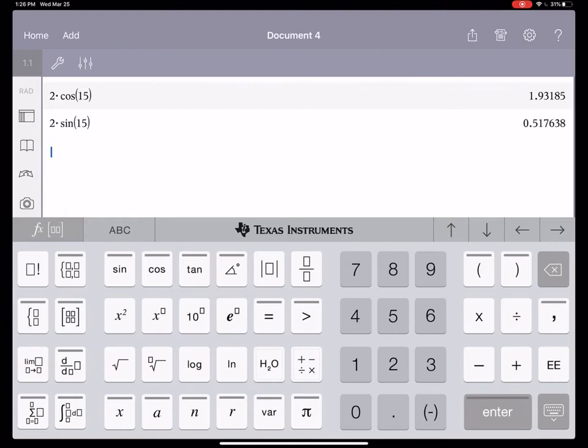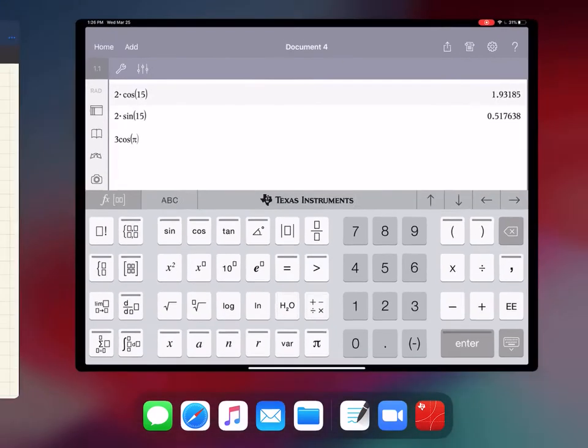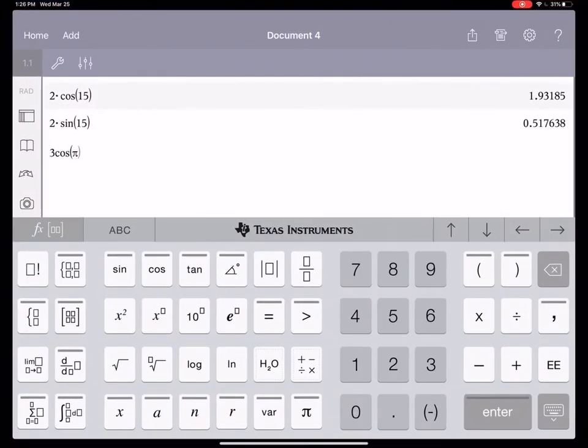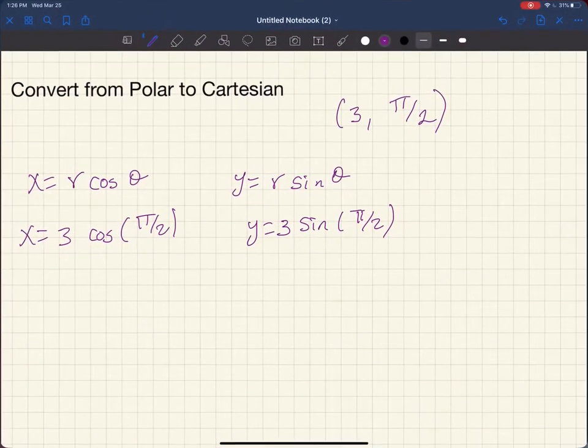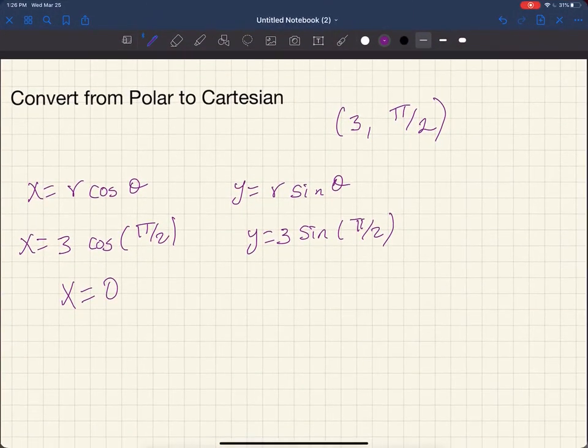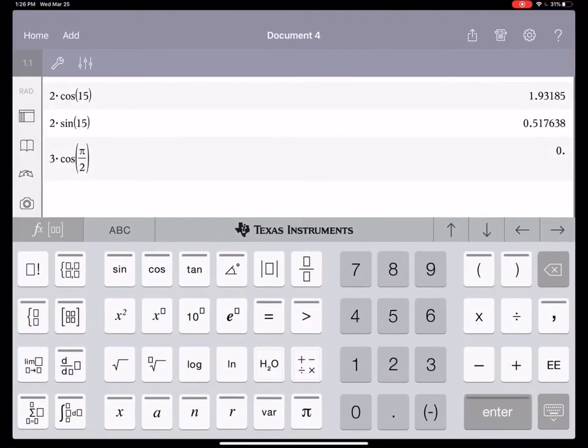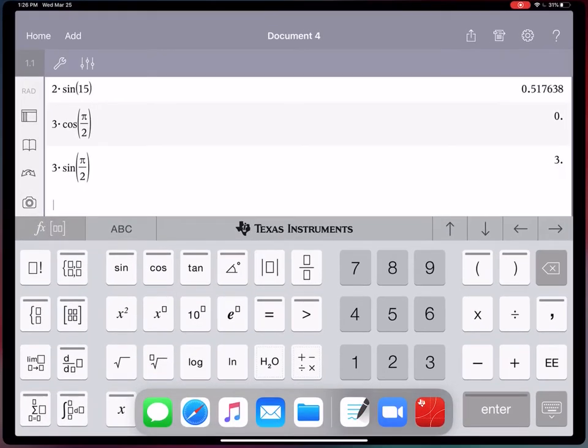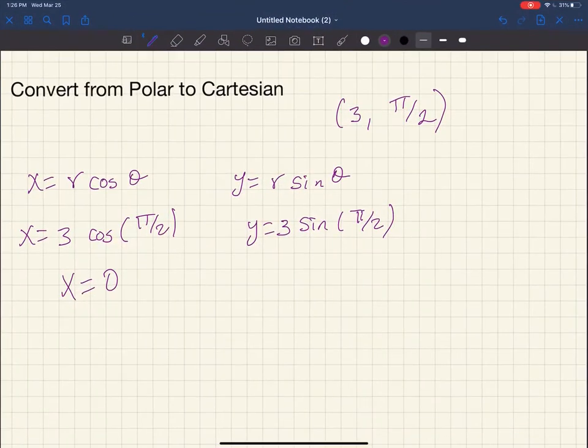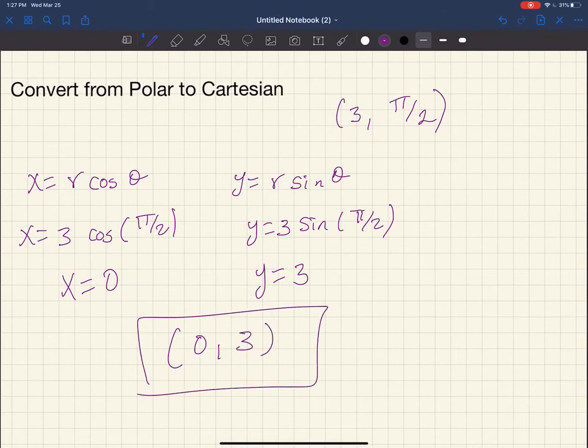Now we're ready. 3 times the cosine of pi over 2. Enter. So now we know that x is equal to 0. Repeat for sine. 3 times the sine of pi over 2, which is 3. So now our answer will be 0, 3 in Cartesian or rectangular form.